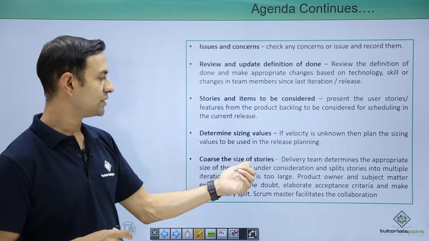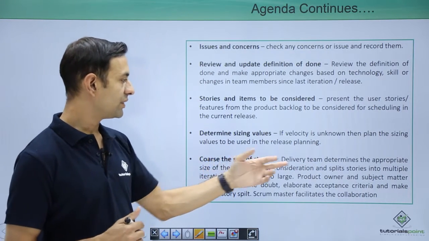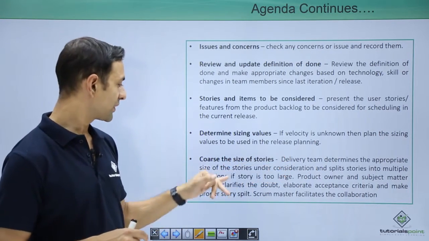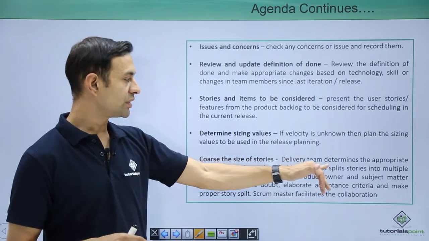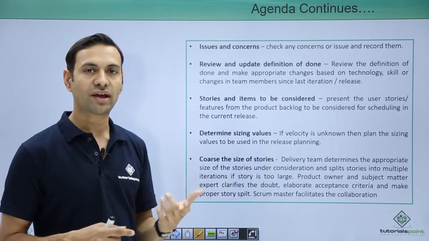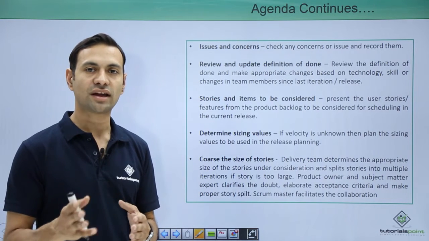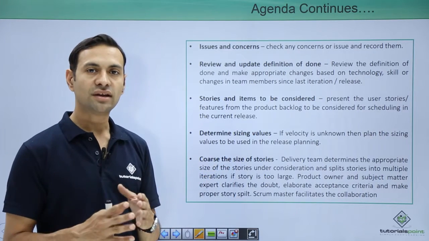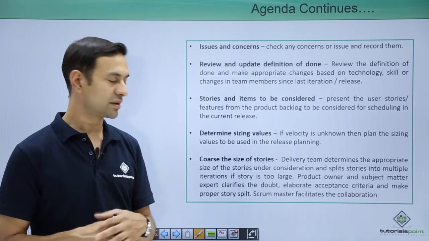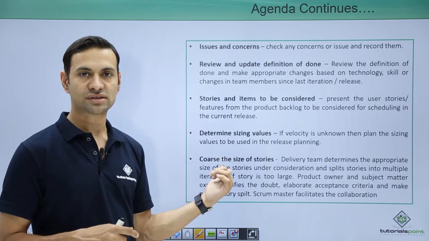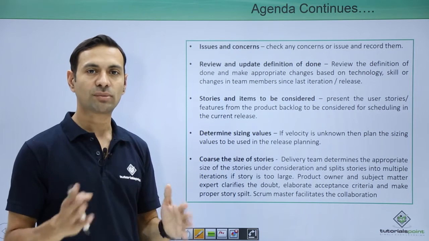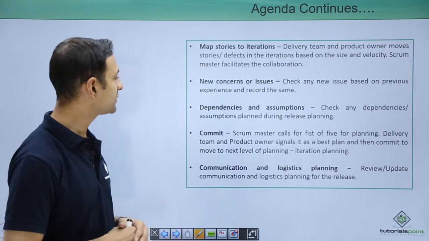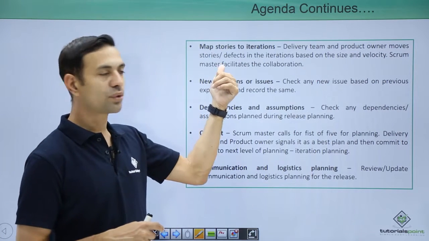Then coarse the size of stories. In case you do not have an appropriate size of stories, then check whether the delivery team has the particular item under consideration and split the user story into multiple stories. This is the case where I have a particular user story which cannot be completed in an iteration, so I need to split it into 2 parts or 3 parts. This happens basically with large features, where we break features into multiple features so that they can be developed in a particular release.